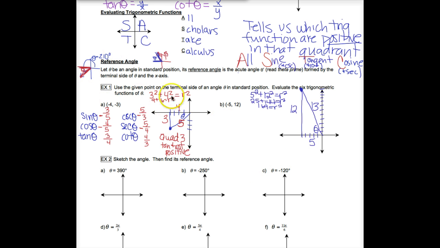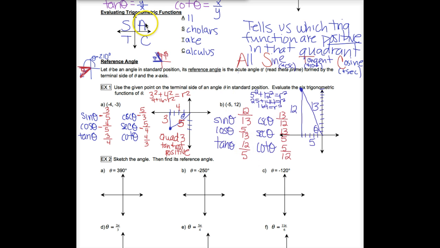Okay, so now, once I have that, sine, cosine, tangent, cosecant, secant, cotangent. Let's fill them in. Sine, opposite, 12, hypotenuse, 13. Cosine, adjacent, 5, hypotenuse, 13. Tangent, opposite, 12, adjacent, 5. Cosecant, reciprocal of this, 13 over 12. Secant, reciprocal of cosine, so 13 over 5. And cotangent, reciprocal of tangent. So now we've got our number values.